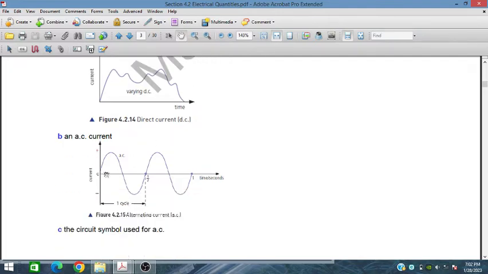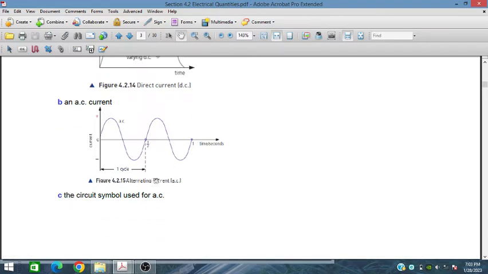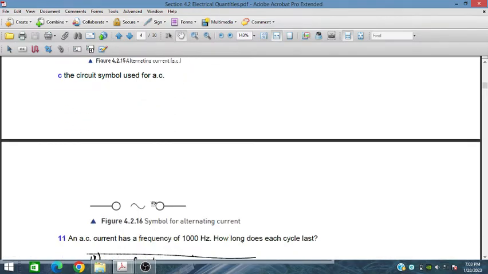In an AC we have a positive cycle and a negative cycle. This is a sinusoidal wave AC in one direction, then in the other direction. Similarly this repeats and so on. So this is AC. A circuit used for AC is always this sinusoidal shape.